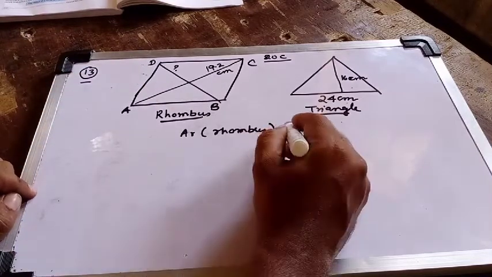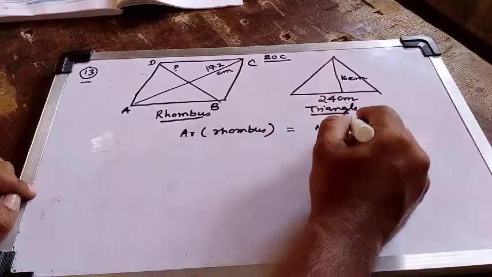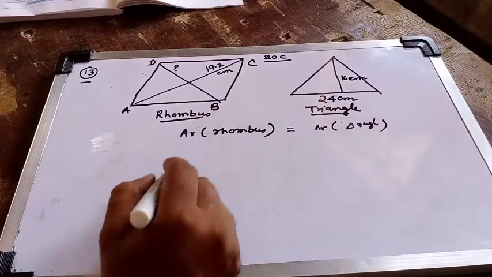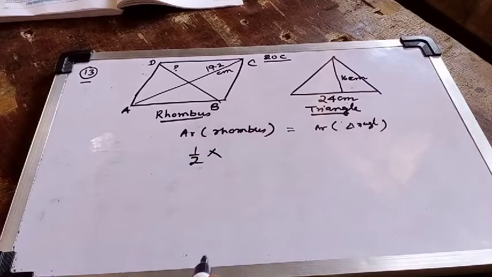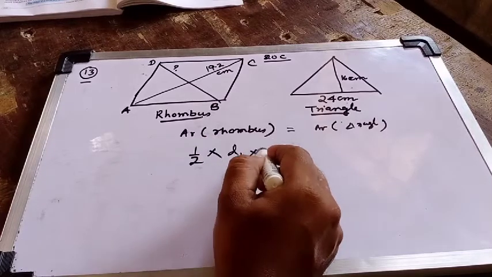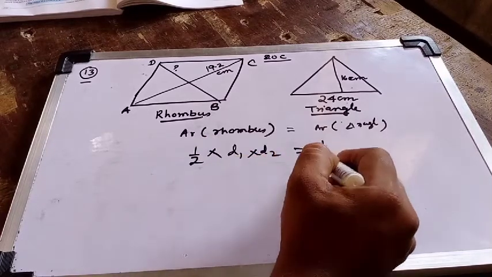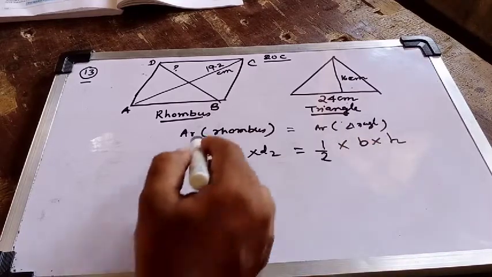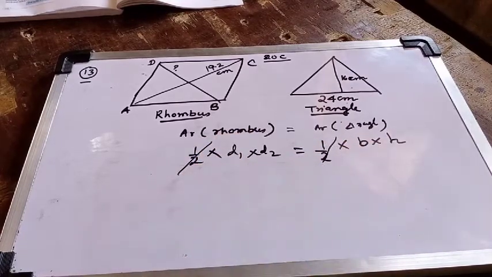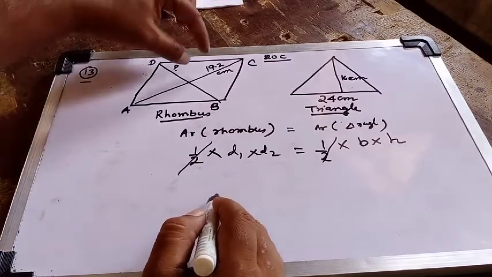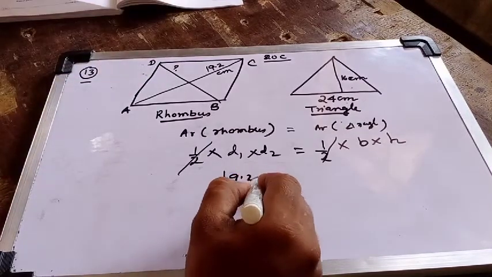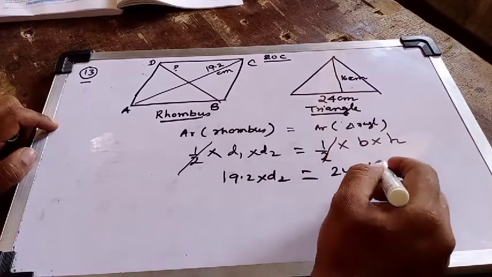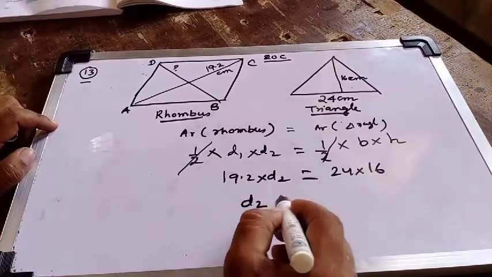So area of rhombus is equal to area of triangle. So area of rhombus is how much? 1 by 2 into diagonal D1 into diagonal D2, and the area of the triangle is half into base into height. So what will happen? This 1 by 2 will be cancelled by 1 by 2. D1 we know, it is given 19.2. D2 is unknown for you. Base is given 24. Height is given 16. So get the value of D2.